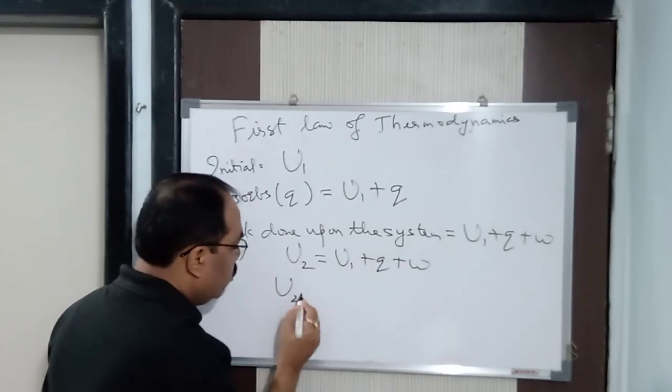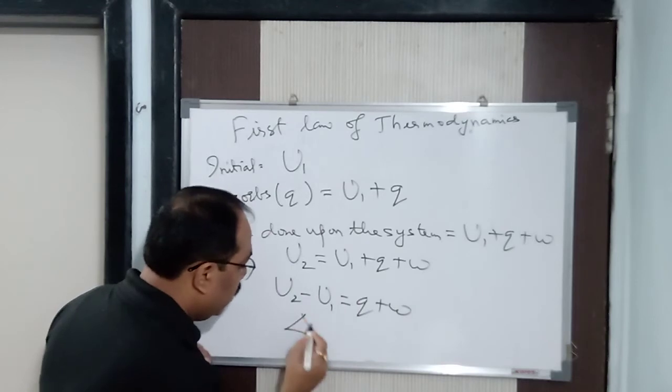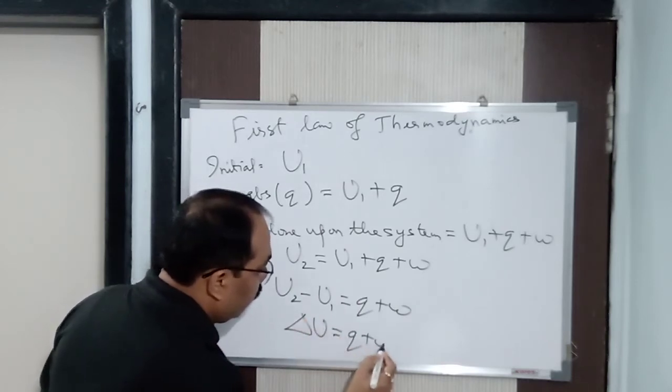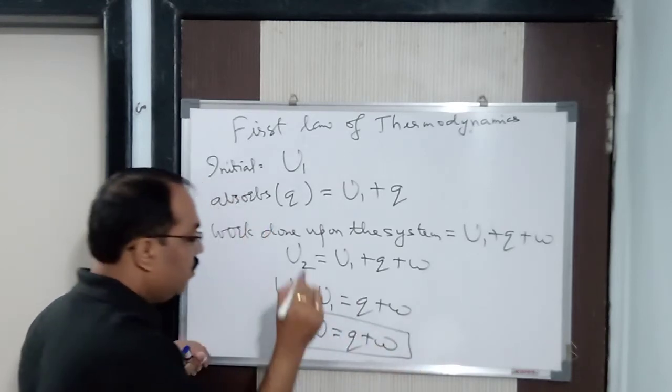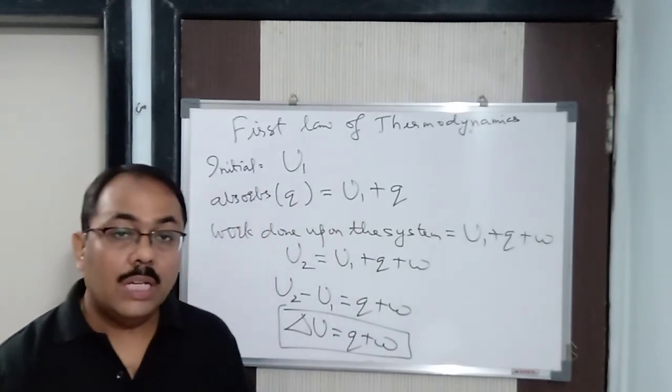Now see, U2 minus U1 is equal to Q plus W. What is U2 minus U1? Delta U. So we got the formula delta U is equal to Q plus W. This is the mathematical relation of the first law of thermodynamics.